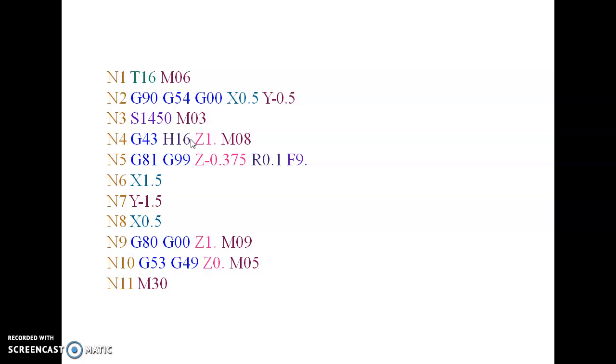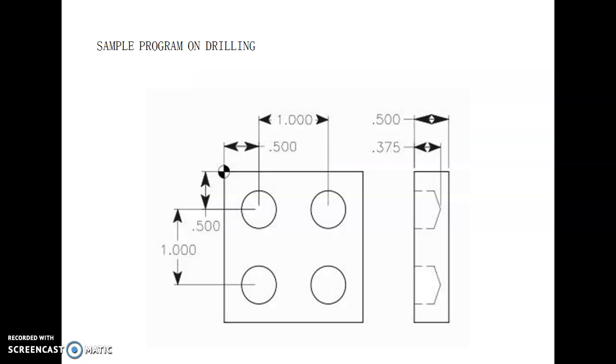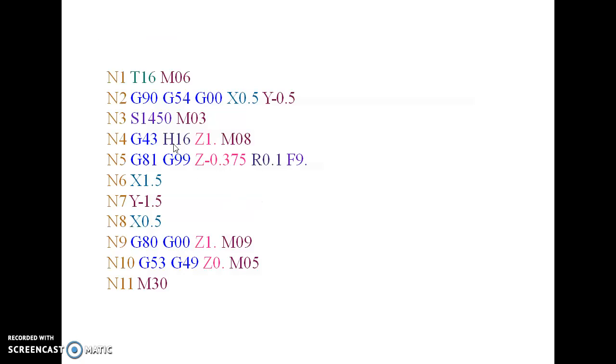And N2 G90 G54 G00 X0.5 Y minus 0.5, that is a rapid movement to the first drilling position of X0.5 Y minus 0.5, while taking into account the work offset number 1, that is G54. The first hole of the tool movement.